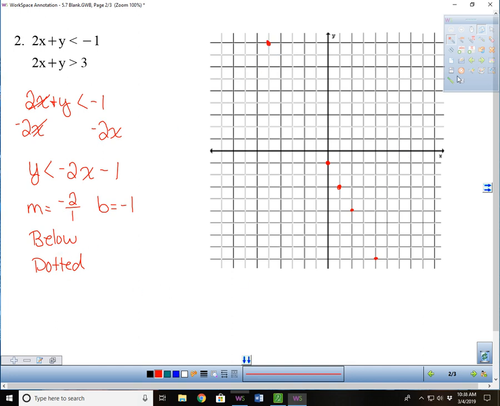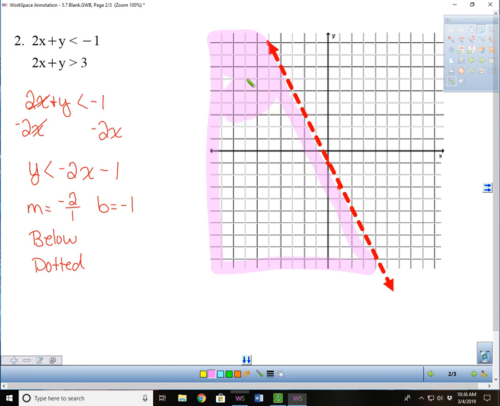Then you're going to have a dotted line, and you're going to shade below the line. So it'll be all of this right here. And remember, don't shade too dark because you're going to be looking for the part where you overlap your two shades. Okay.